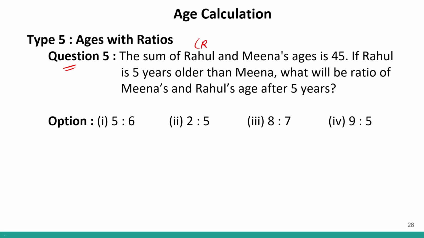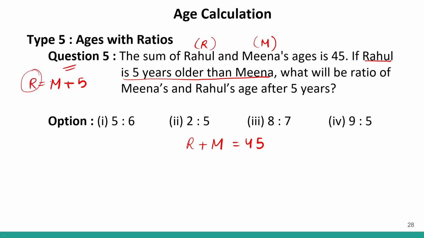Question number 5. The sum of Rahul and Meena's age is 45. So let's say the present age of Rahul is R and the present age of Meena is M. So according to the question, R plus M equals 45. Now, Rahul is 5 years older than Meena. So Rahul is Meena plus 5. Correct? So from here I can substitute the value of R into this equation.